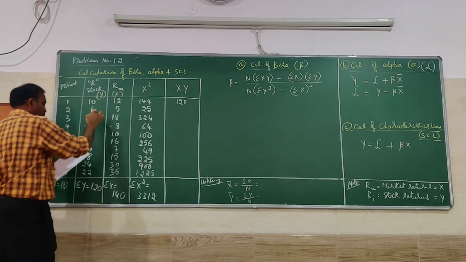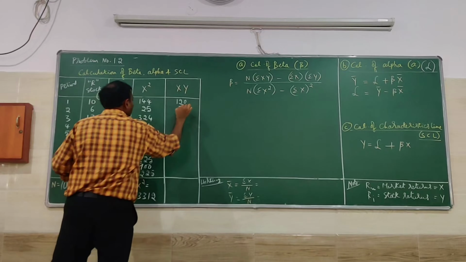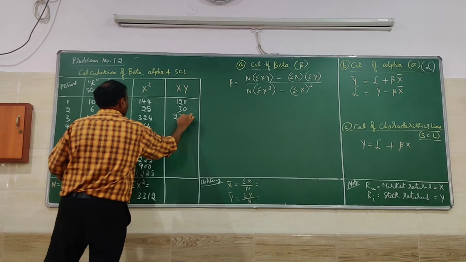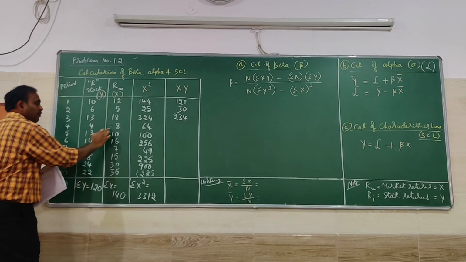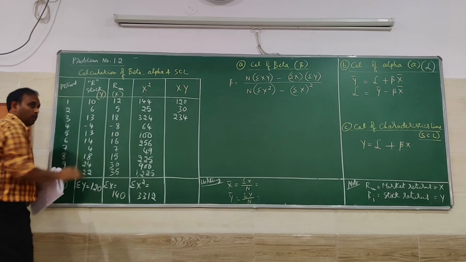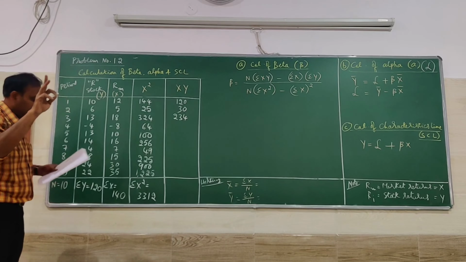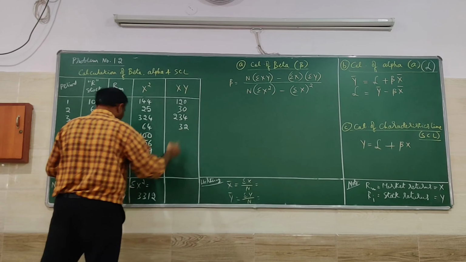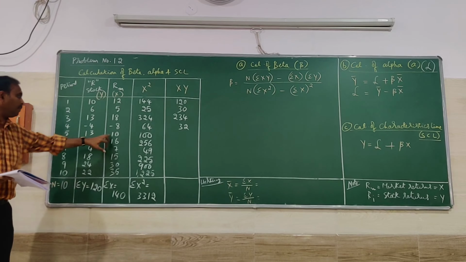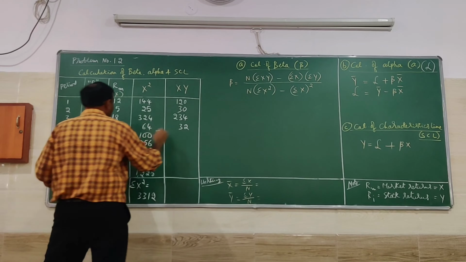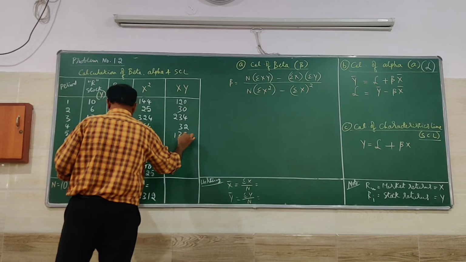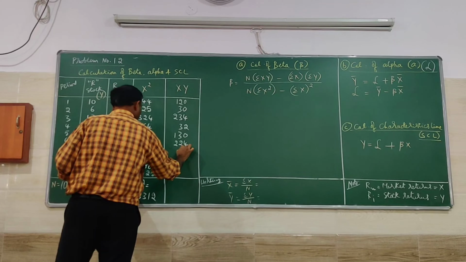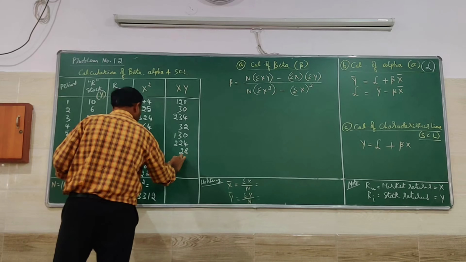So 12 into 10, 120. 5 into 6, 30, 18 into 13. Then we have to be careful here, minus 8 into minus 4, multiplication. Minus into minus becomes plus, 8 into 4, 32. So like that we have to multiply all the values over here, 13 into 10, like that. So we get values, I am writing one by one.